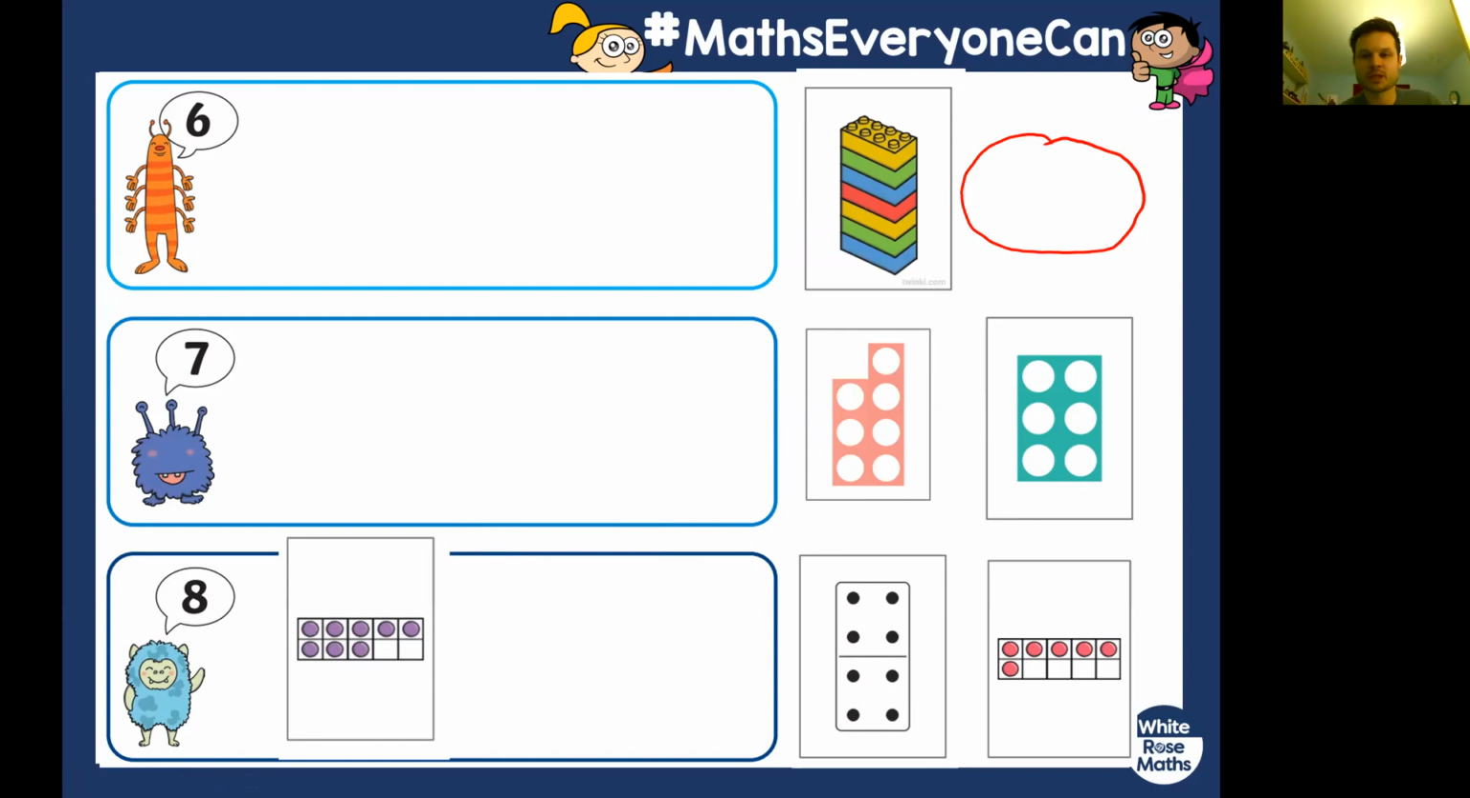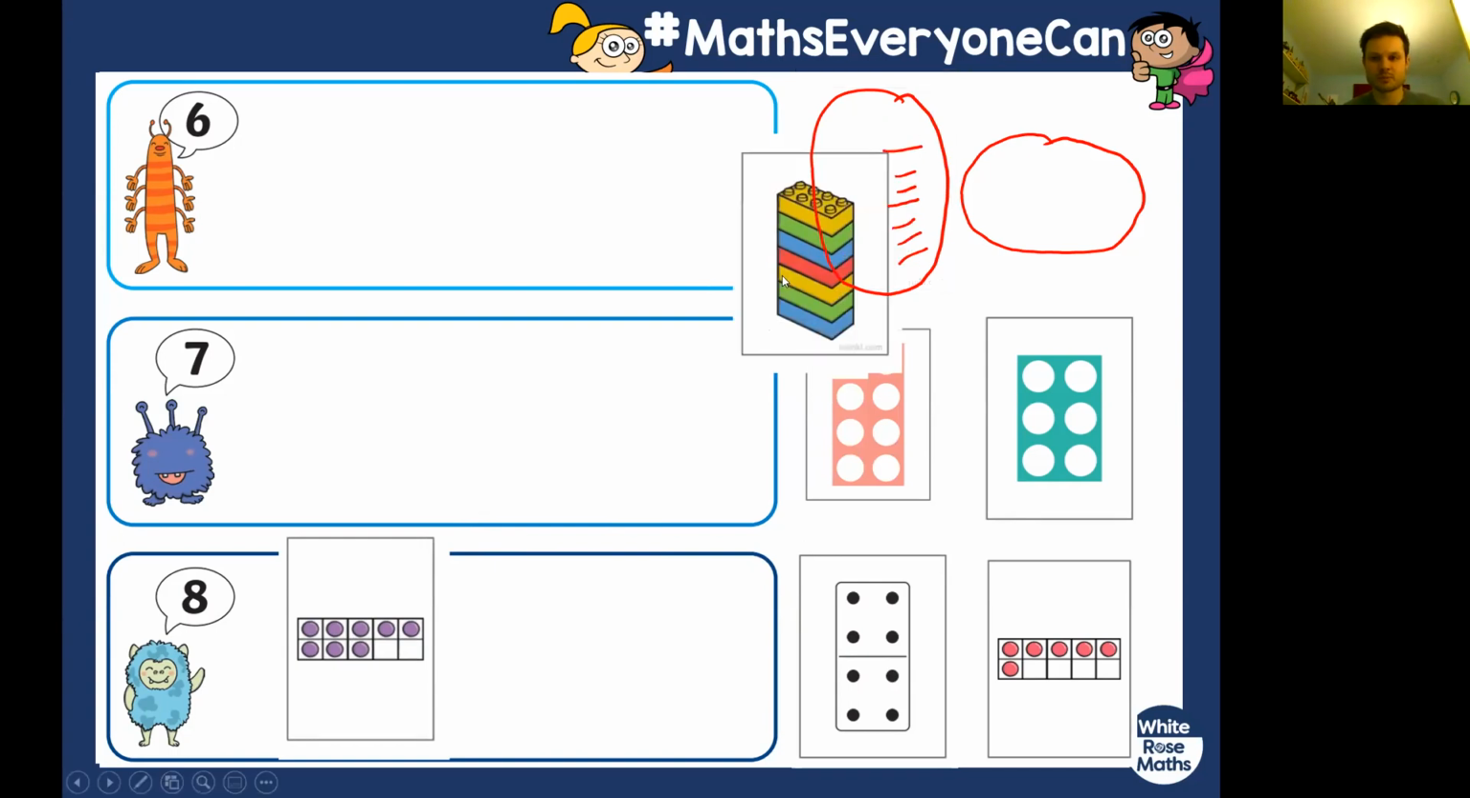The next picture that we're going to go through is this picture just here. How many Lego bricks can you see? So let's count them up and go through them together. We've got 1, 2, 3, 4, 5, 6, 7. So the Lego brick picture will go to our alien in the middle that shows 7.